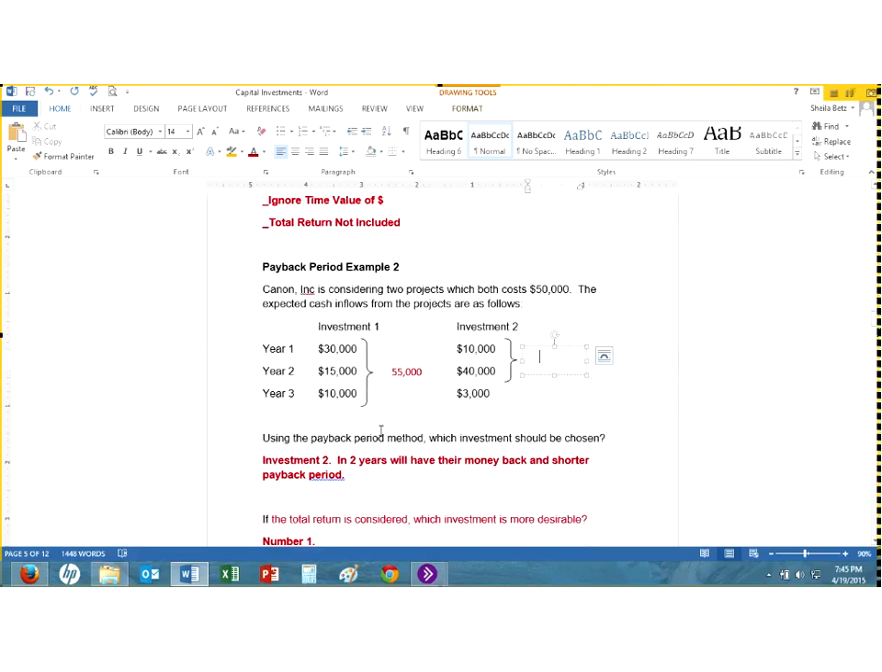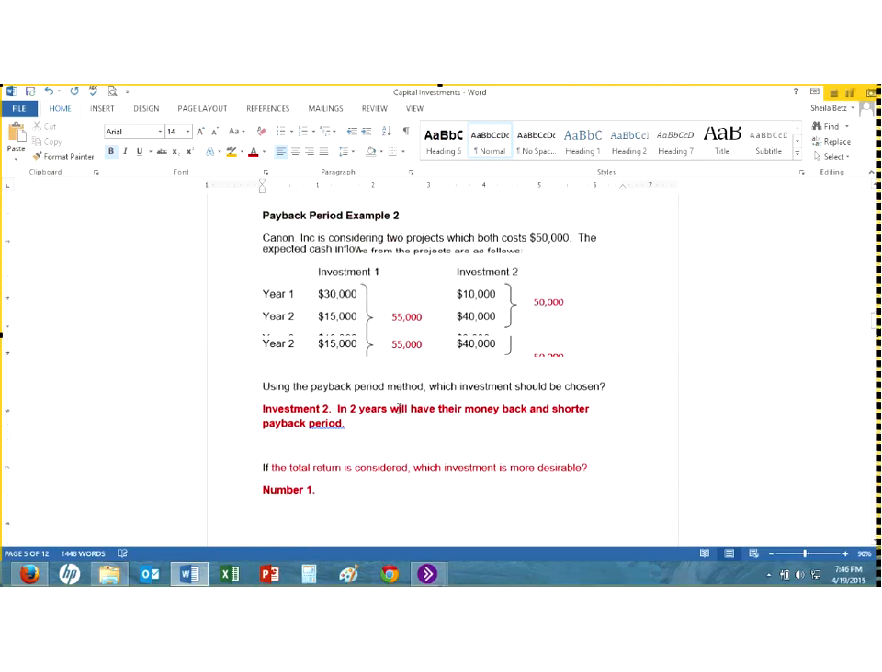So using the payback method, which investment should be chosen? Well, both cost $50,000. Investment 2 will only take 2 years to get the $50,000 back, while investment 1 will take almost 3 years. So investment 2 looks like the best option when we're looking only at the payback period.